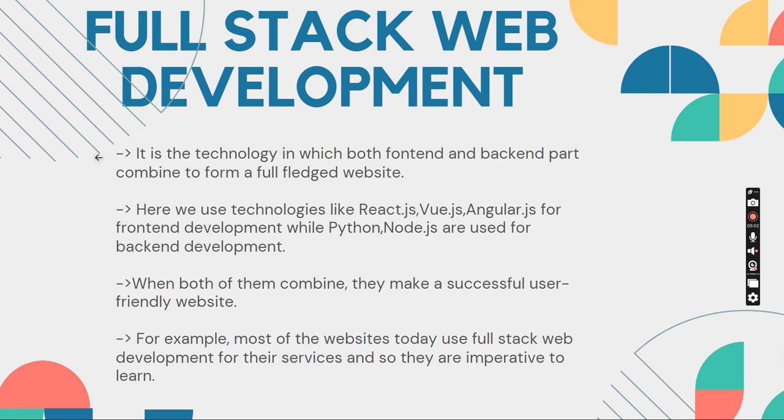For example, React.js is a front-end framework, and MongoDB is used as the backend. So they both combine to form an interactive website which collects data and stores it in the database. Here we use technologies like React, Vue, and AngularJS for front-end development, while Python and Node.js are some examples for back-end development. When both of them combine, they make a successful user-friendly website.